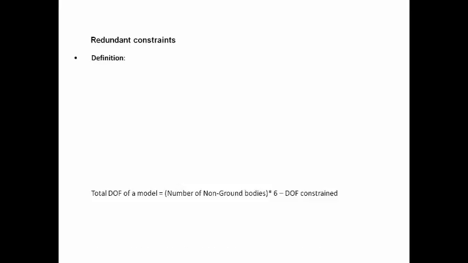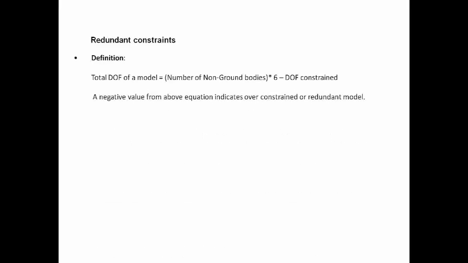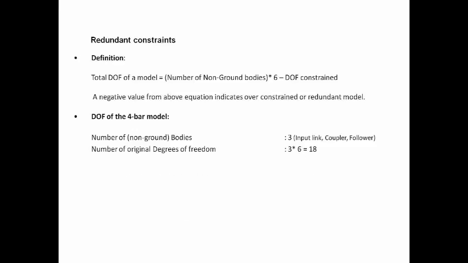So, redundant constraints, as we discussed. The total degree of freedom, or DOF, of a model can be calculated as the number of non-ground bodies multiplied by 6, minus the degrees of freedom constrained. A negative value from the above equation indicates an over-constrained or redundant model. For simple models, the good part with MotionSolve is that it will automatically remove any redundancies. But if you have huge or complex models, it is better to use proper joints to constrain your model.